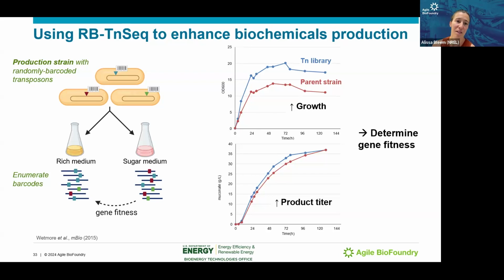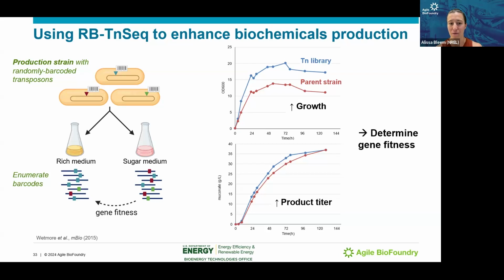In production strains, we can also use TnSeq to enhance the production of a desired product. So again, this is in Pseudomonas putida, but this is in a strain that's not the wild type. It's actually engineered to make muconic acid. So again, we can grow our strain in rich media and compare it to our desired growth condition. In this case, it's a sugar media that we use to convert toward muconic acid as the product.